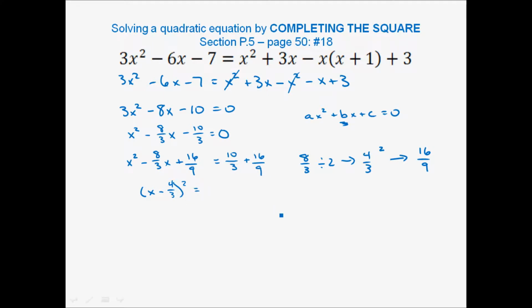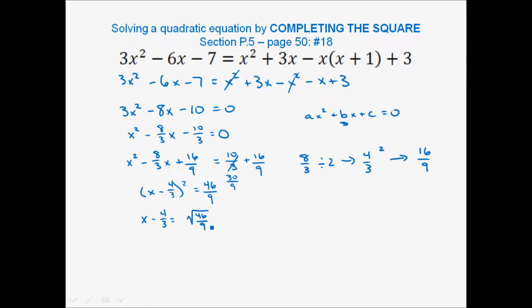Remember, when you add fractions, you need a common denominator. So our common denominator is going to be 9. So 10/3 we need to rewrite as 30/9. All right, 30/9 plus 16/9 is 46/9. Alright, so now we want to solve for x, so we want to isolate x, so we want to get rid of this 2, so we're going to take a square root of both sides, so x minus 4/3 is going to equal the square root of 46 ninths.